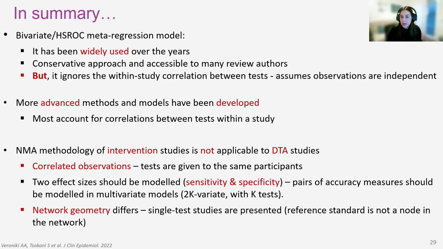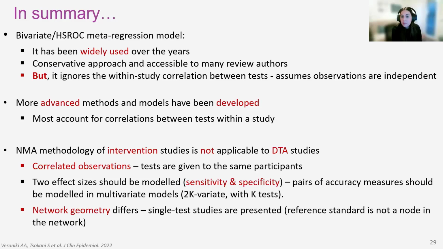And when we adopt this model, we might end up with incorrect estimates of standard errors and also incorrect estimates of summary sensitivity and specificity, and also errors in between study variances. However, this meta-regression approach is conservative and is currently accessible to many reviewers. So there are more advanced methods and models that have been developed over the last years, and most of these account for the correlations between multiple pairs of sensitivity and specificity across tests and within a study.